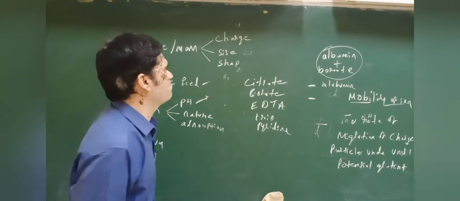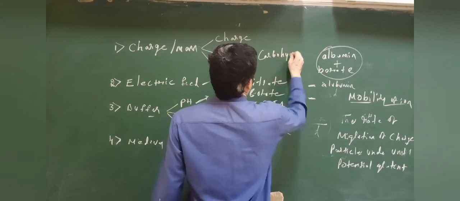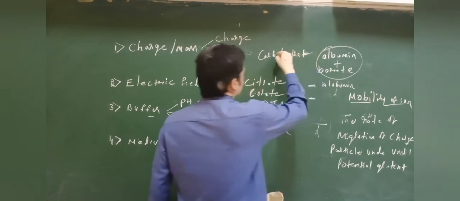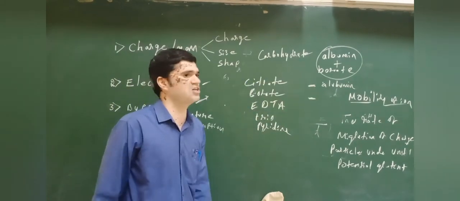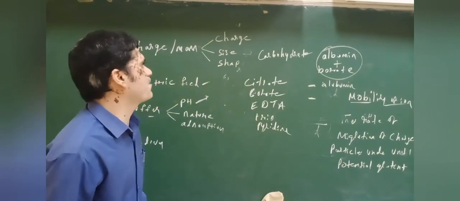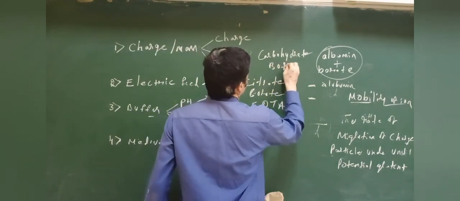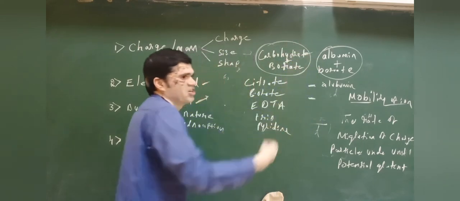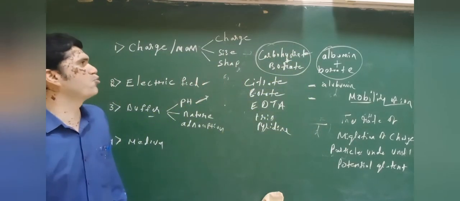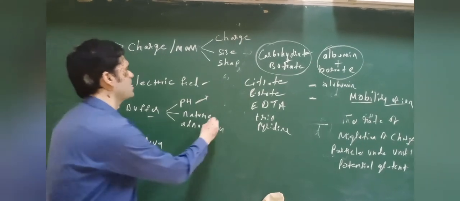Say for example, if you want to analyze carbohydrate, it is inert. That means this carbohydrate in aqueous solution will not acquire any charge. So what happens when we use borate? This borate will form a complex with carbohydrate, and this is charged, and therefore we can purify this carbohydrate by using borate buffer. So this is the nature of buffer.